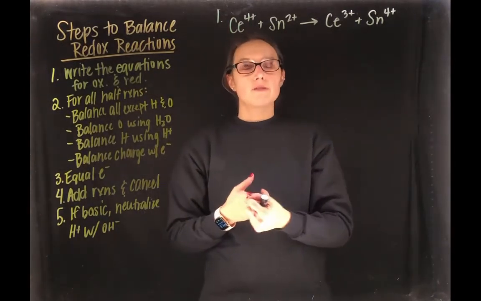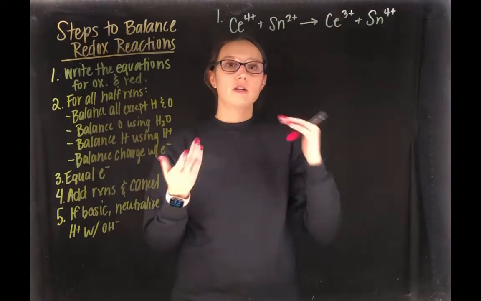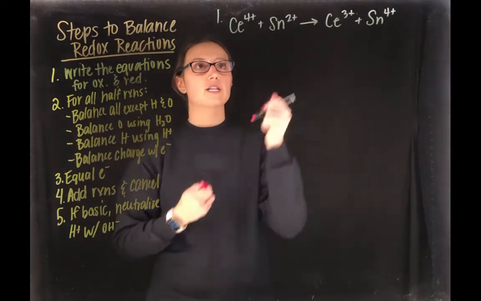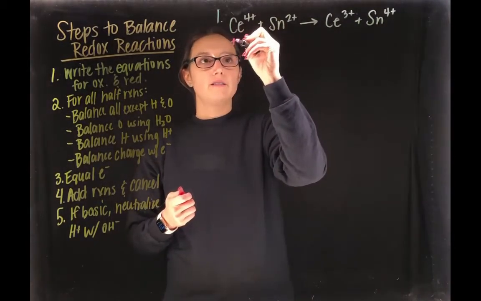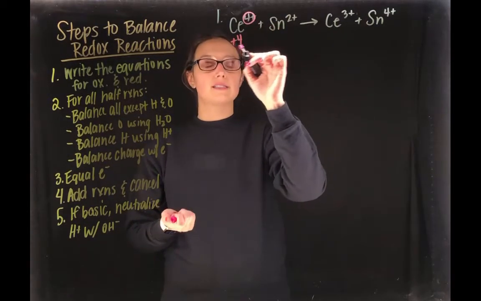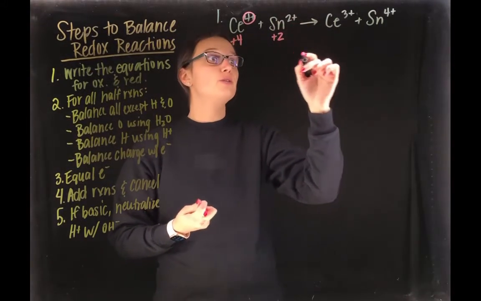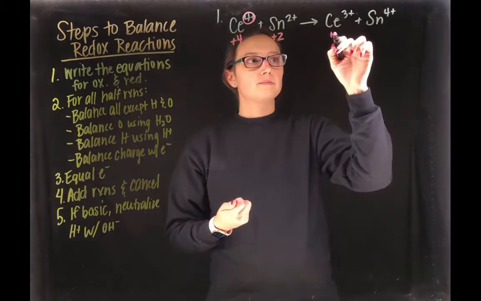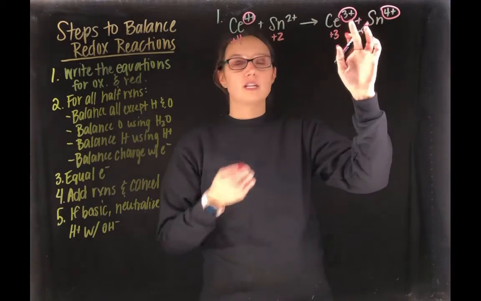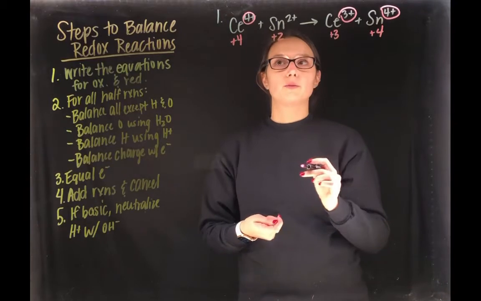The first thing that you always want to do is assign oxidation numbers, because if your oxidation numbers change, then it's redox. If oxidation numbers don't change, then you would balance it like a normal reaction. Remember, when you have an ion, the oxidation number is the same as the charge. So Ce4+ has an oxidation number of +4, Sn2+ has an oxidation number of +2, Ce3+ has an oxidation number of +3, because every time you have an ion, the oxidation number has to equal that charge. So then Sn4+ would be +4.